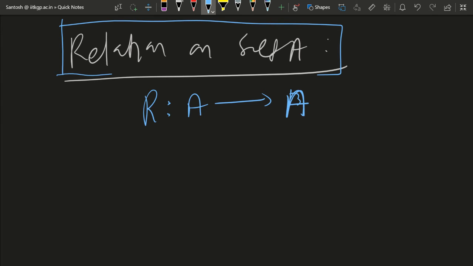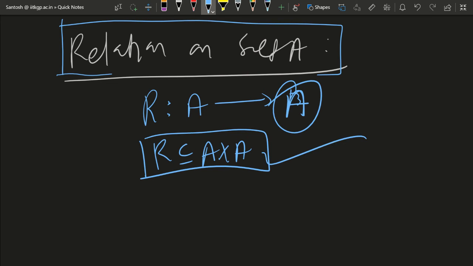So in a similar way, like there we had a relation from A to B, here we replace B by A only. When R is a relation from A to B, R is a subset of A cross B. So when R is a relation from A to A, R is a subset of A cross A. This is the definition. So a relation on set A means a relation from set A to set A, and that will be a subset of A cross A. For example, if we consider A as 1, 2.